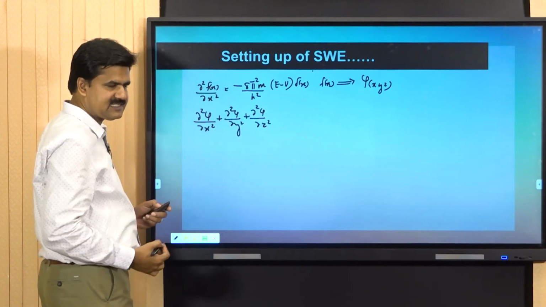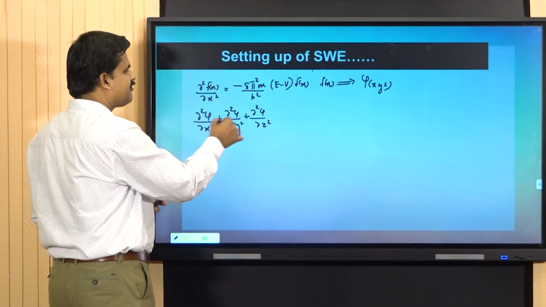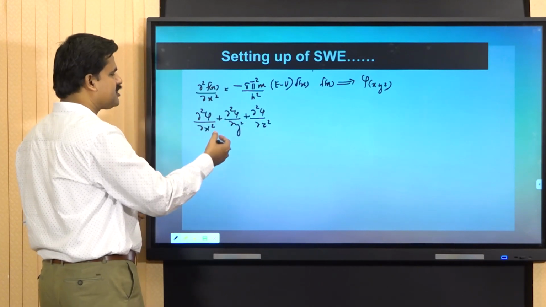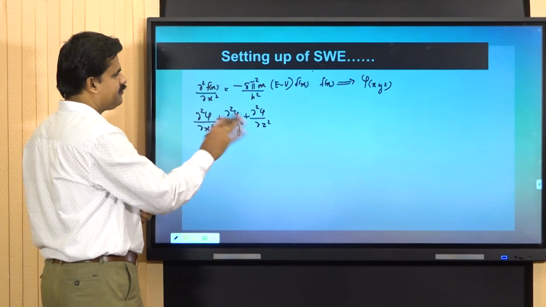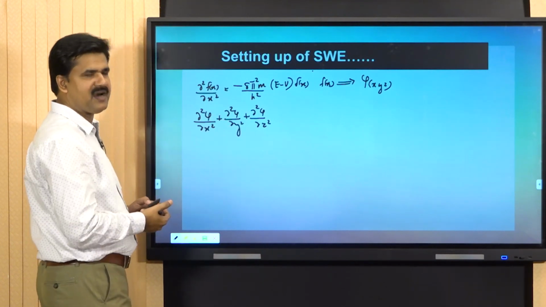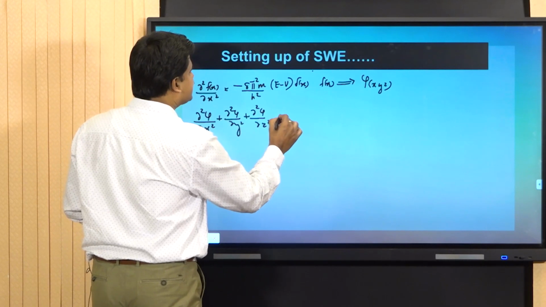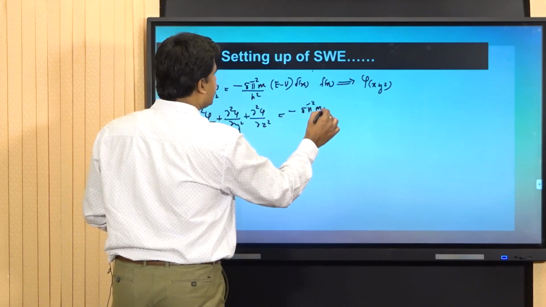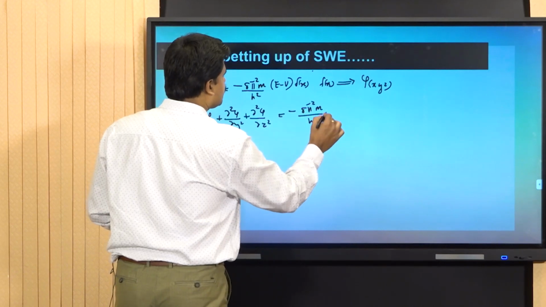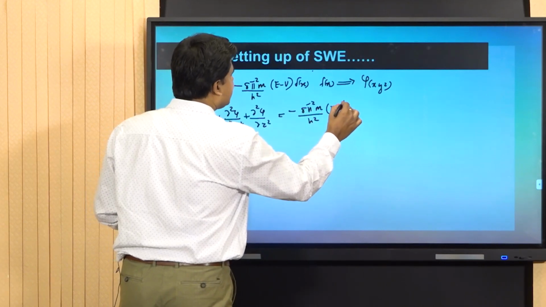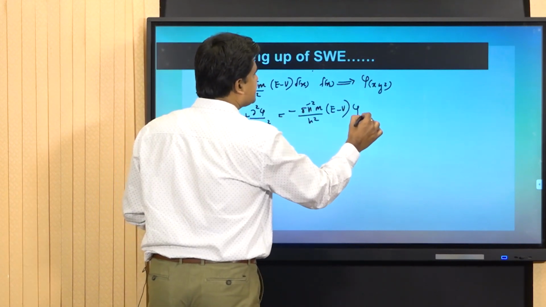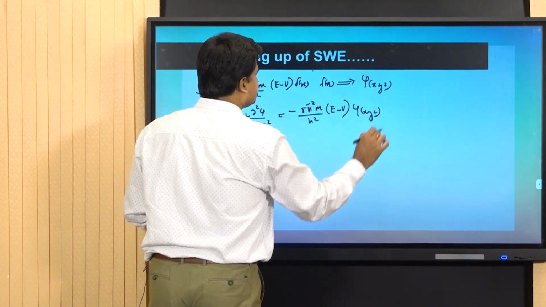That is the left hand side. Here we have 3 variables x, y and z, and we are differentiating with respect to x, y and z in each case twice partially. And this is equal to minus 8 pi square m by h square into E minus V into psi of x, y, z.